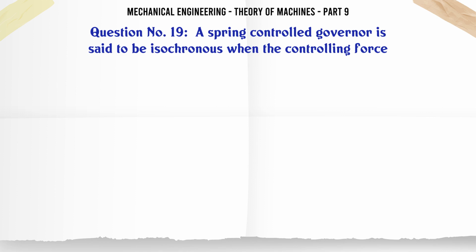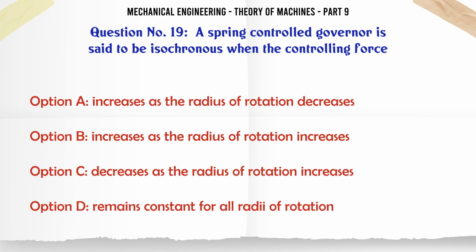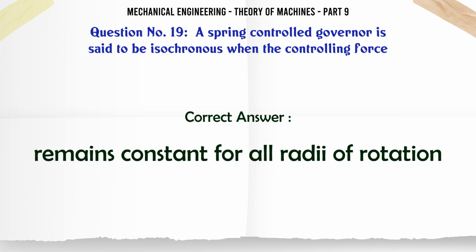A spring-controlled governor is said to be isochronous when the controlling force: A. Increases as the radius of rotation decreases, B. Increases as the radius of rotation increases, C. Decreases as the radius of rotation increases, D. Remains constant for all radii of rotation. The correct answer is remains constant for all radii of rotation.